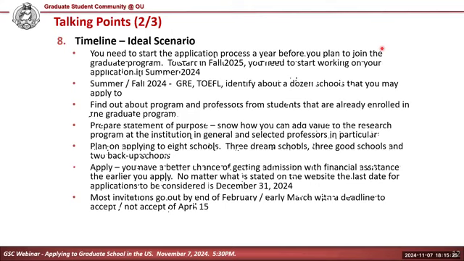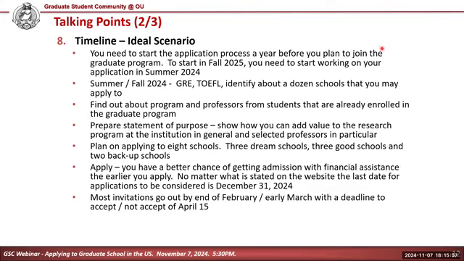TOEFL is absolutely necessary for all international students. Identify about a dozen schools: first look for 20 and then reduce them to a dozen or 10 schools. Prepare a statement of purpose, and I'll tell you what's involved in it. Show how you can add value to the research program at the institution in general and the selected professors in particular. Plan on applying to about 8 schools: 3 dream schools, 3 good schools, 2 backup schools.